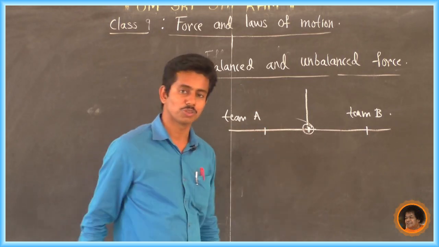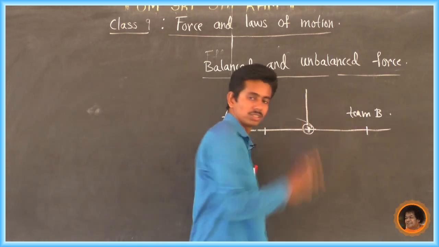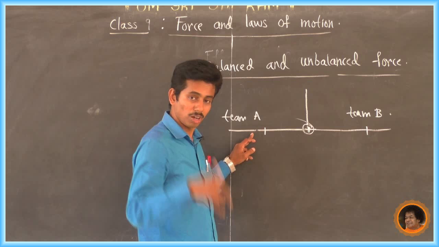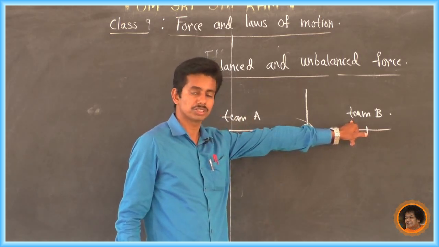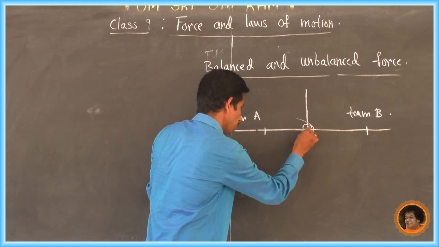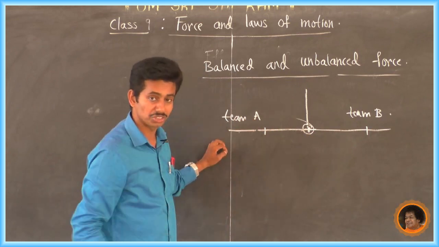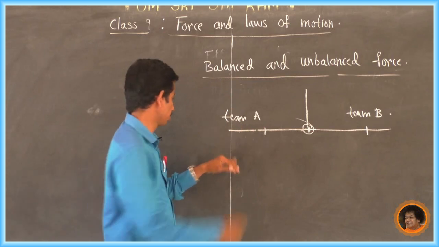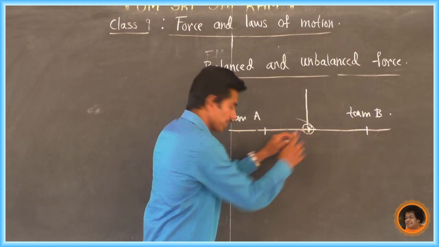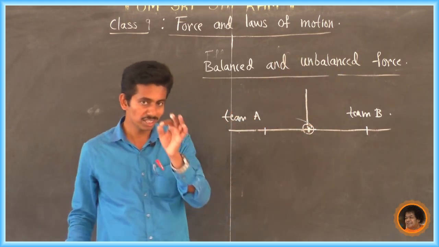Now tell me, what is unbalanced force? If team A applies more power, more force than team B, what results? Team A wins, because the position of the rope moves to this portion. Why? Because team A applies more energy, more power, more force. So team A is the winner. Now the forces are not equal. Does the object remain in the equilibrium position? No. So it is an unbalanced force. This is an example of unbalanced force.